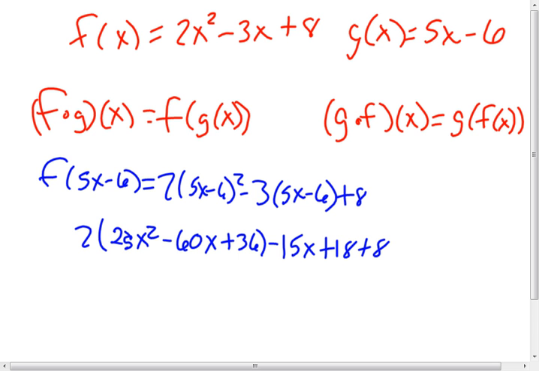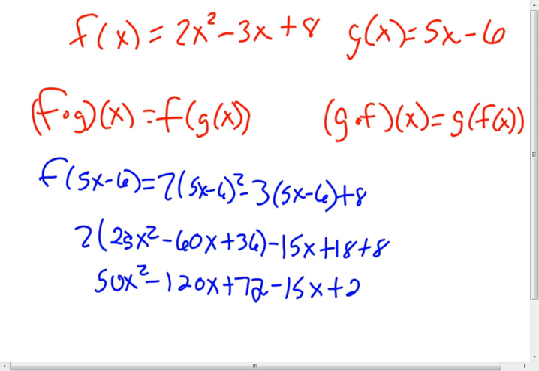plus 8. So now let's go back and distribute our 2. So that would be 50x squared minus 120x plus 72 minus 15x plus, and 18 and 8 is 26. So now we simplify 50x squared minus 120x and minus 15, so it's going to be minus 135x, and 72 and 26 is plus 98. So that's going to be f composition g.